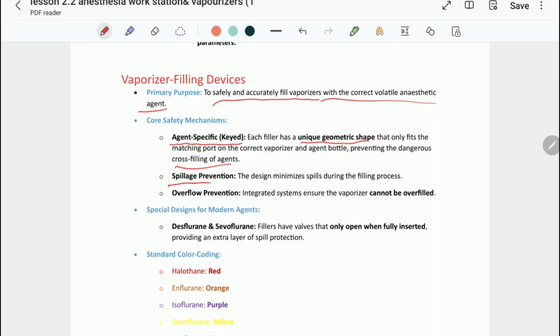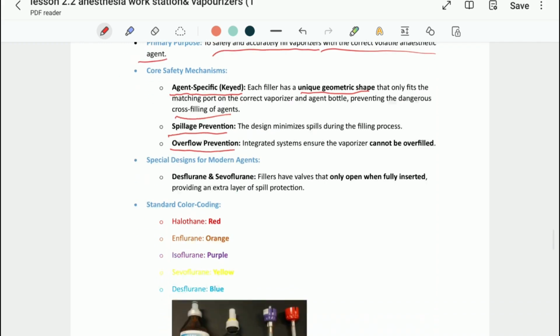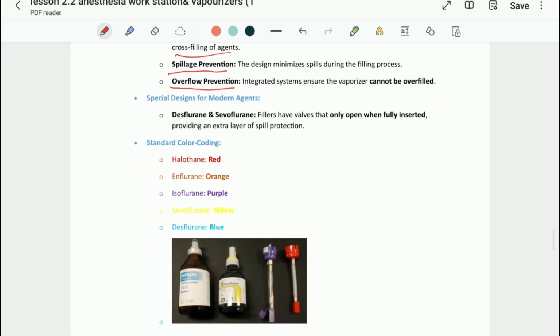They also have spillage prevention. They are designed to minimize the spills during the filling process. And they also have overflow prevention. Integrated systems ensure that vaporizers cannot be overfilled. There are some special designs for modern agents like desflurane and sevoflurane. These fillers have valves that only open when fully inserted, providing an extra layer of spill protection.